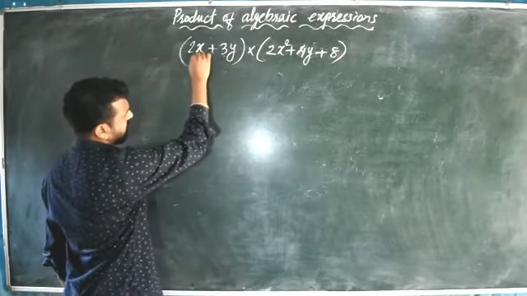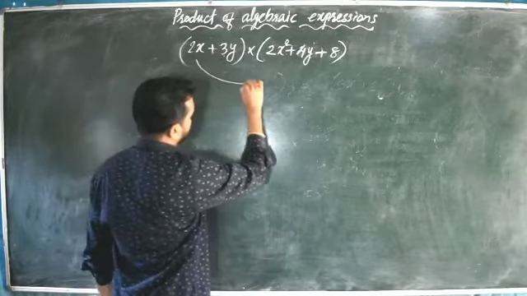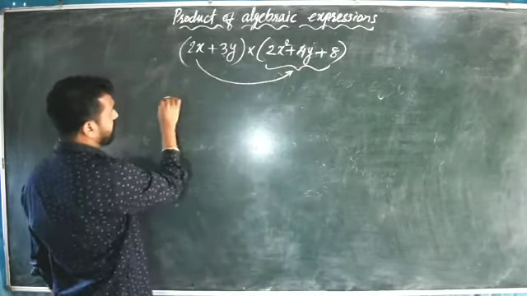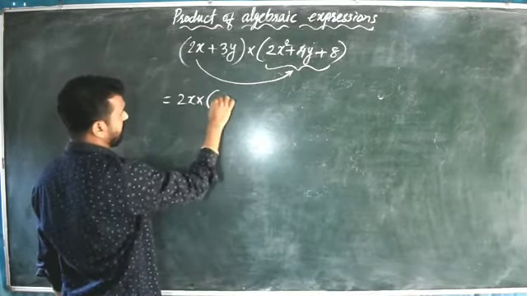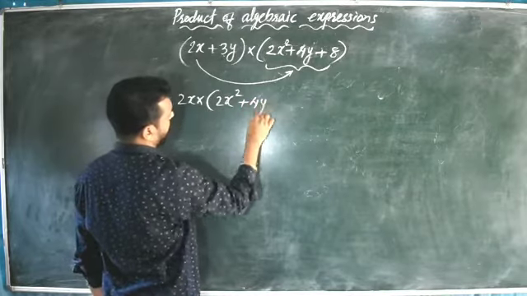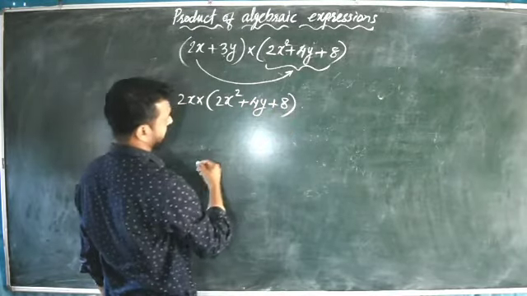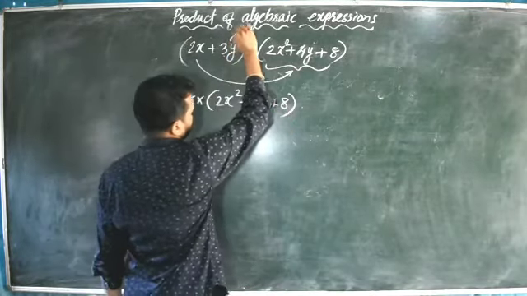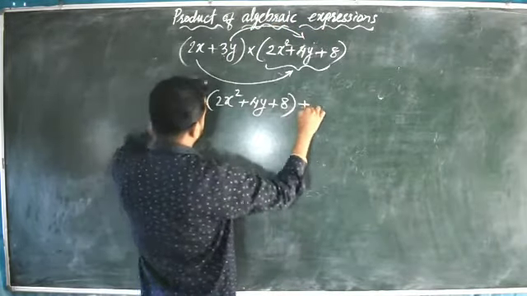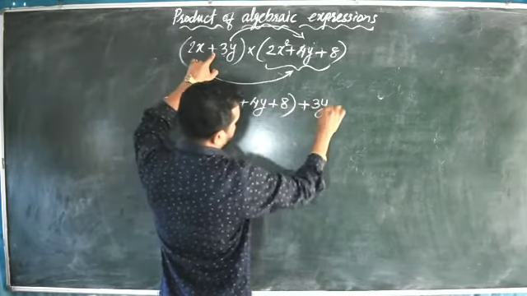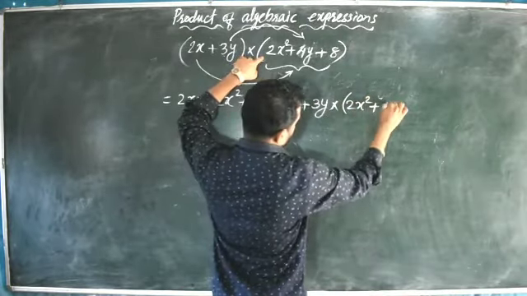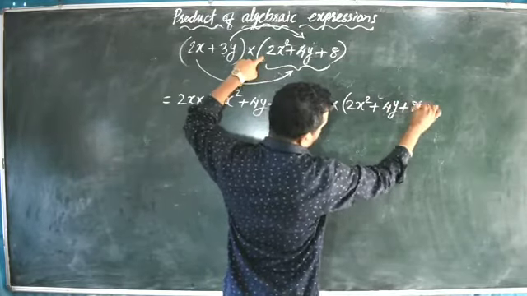First term of the binomial into the trinomial you have to multiply. That is 2x into the trinomial. It should be inside the bracket, 2x square plus 4y plus 8. After that, second term of the first binomial into the trinomial you have to multiply. That is plus, here it is plus 3y into the trinomial, that is 2x square plus 4y plus 8.